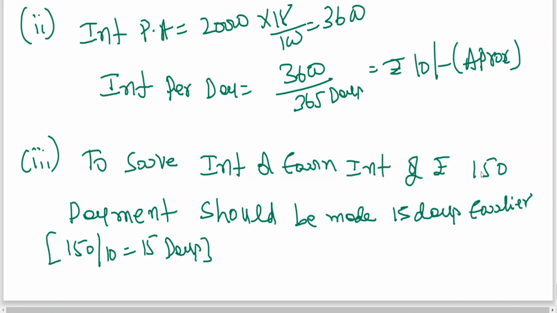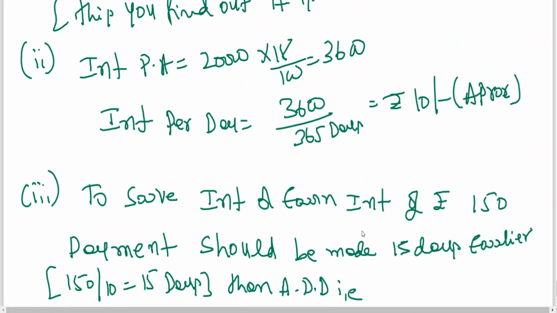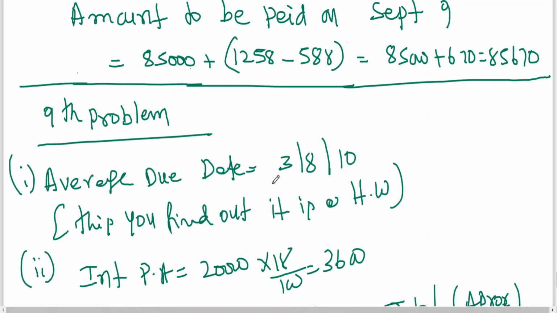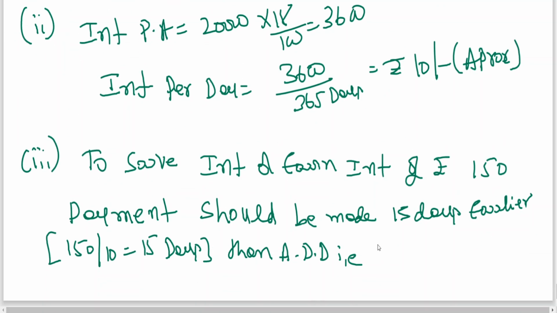How are you getting 150, sir? 150 rupees interest you want to save. Per day interest 10 rupees means to save 150 rupees, 15 days before you have to pay. 15 days earlier. Then average due date. I have already given you the answer. You can work out. 3rd August 2010 minus 15 days, to go back.